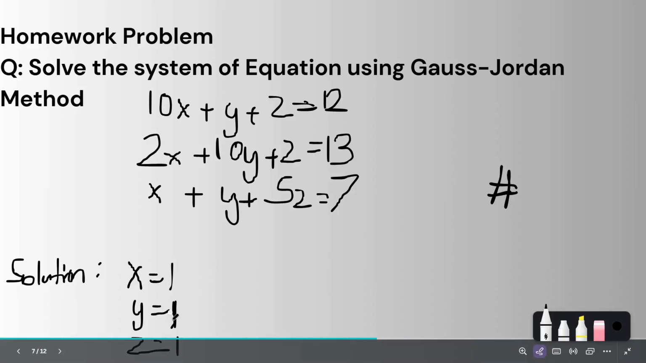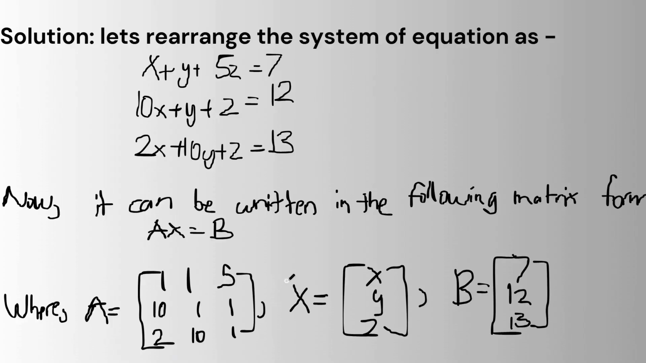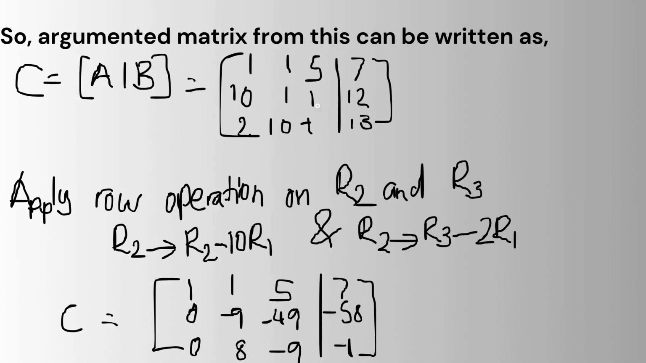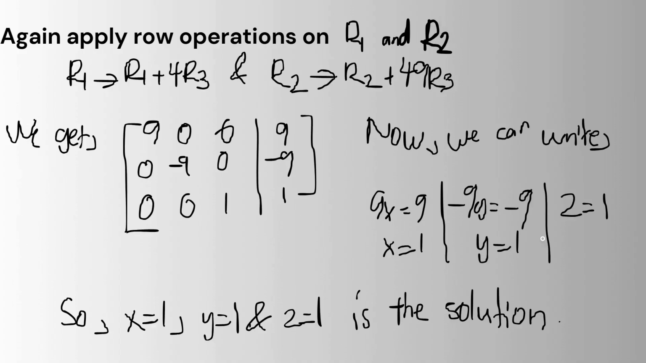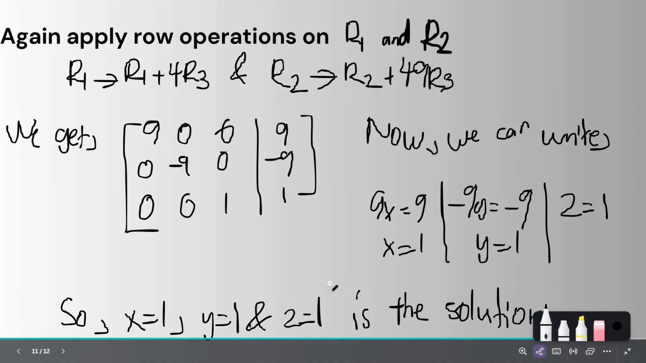As for the final answer, x equal to 1 and y equal to 1 and z equal to 1. So these are the final answers. Yeah. So anyway, please take note certainly. Let's move on. And this one, and this one, and this one. So this is a final answer. So X equal to 1, Y equal to 1, and Z equal to 1 is the solution.